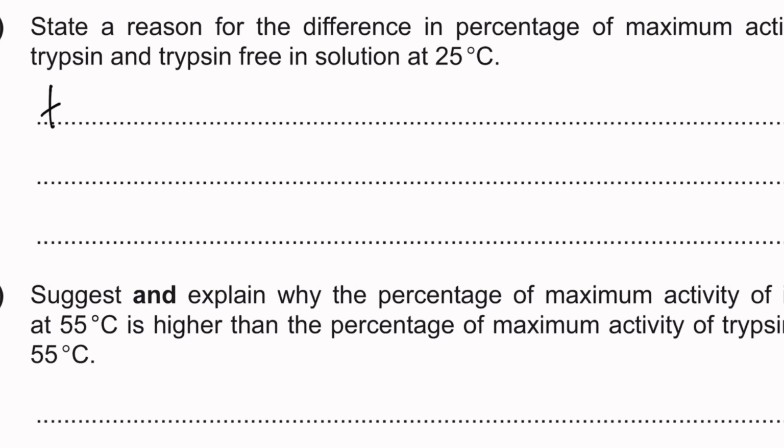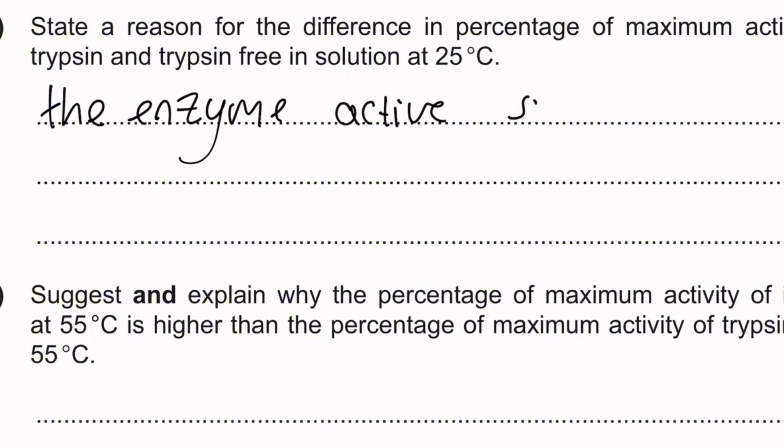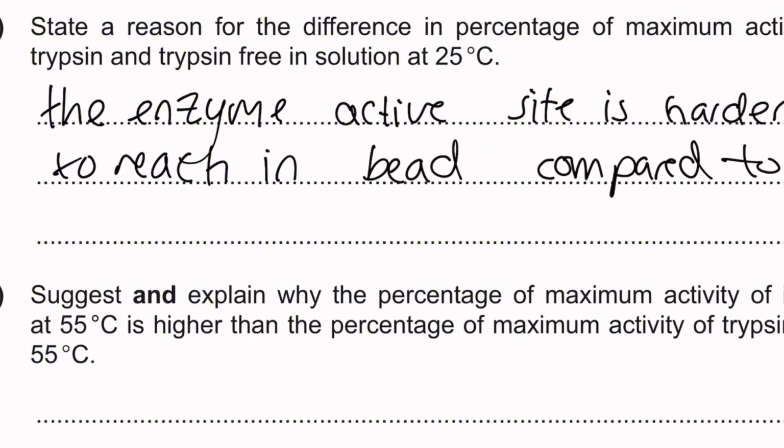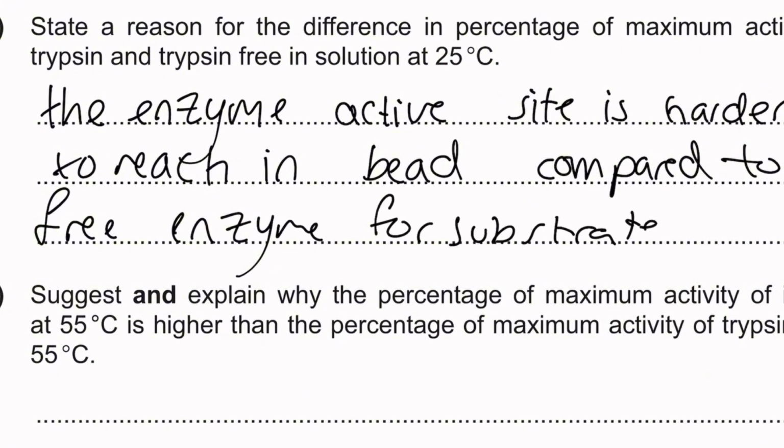So the enzyme active site is harder to reach in a bead compared to free enzyme for the substrate. So you can continue explaining by mentioning, for example, the active site, basically less enzyme peptide complexes being formed, less successful collisions, less product being released, and so on.